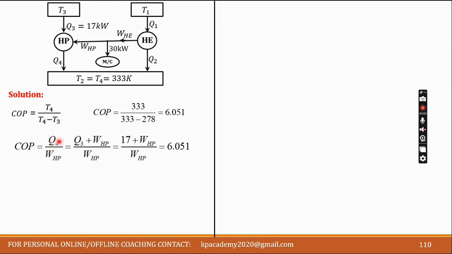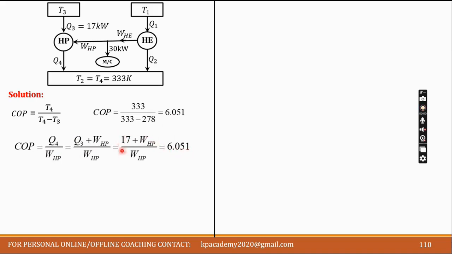Now we also know that Q4 is equal to Q3 plus WHP. And we know the value of Q3, that is 7. Now that is equal to COP, so the COP value that we have got is 6.051.